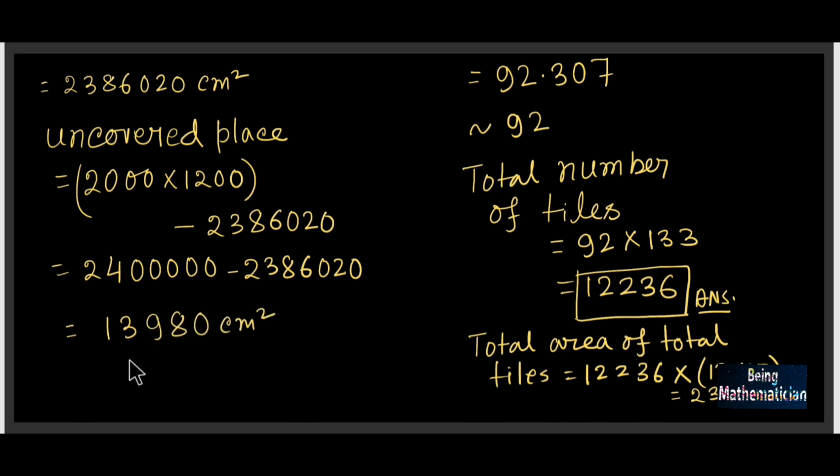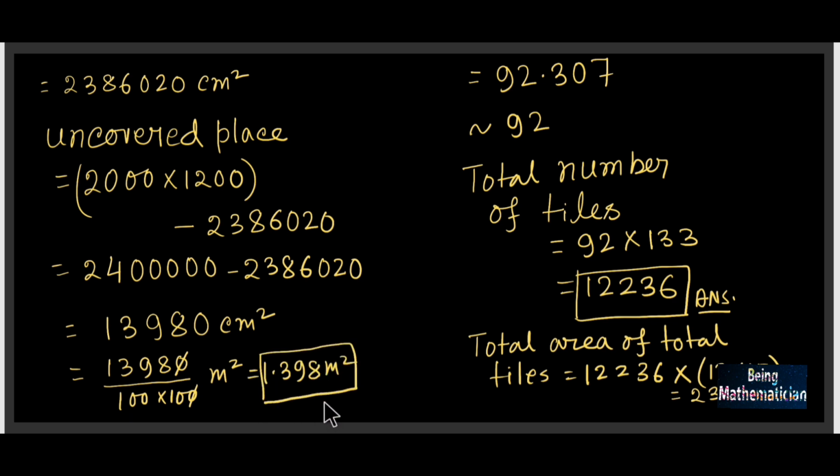Now it must be 13980 centimeter square. Now if we convert it into meter square, then it must be divided by 100 square. So it is 13980 divided by 100 into 100, it is meter square. So the zeros are cancelled out, and it is 1.398 meter square, and it is the area of the uncovered place in the floor. So it is our second answer.